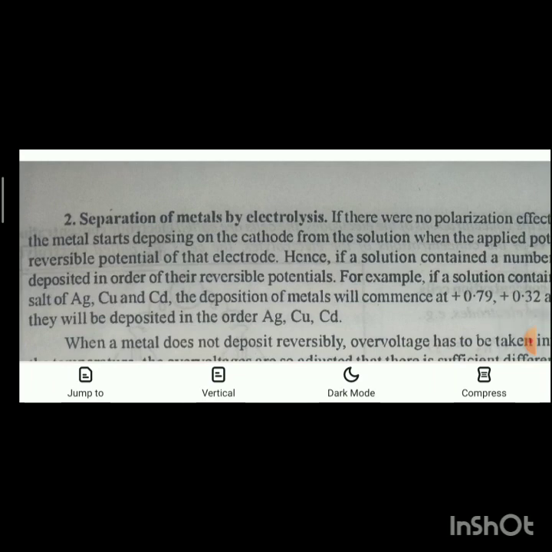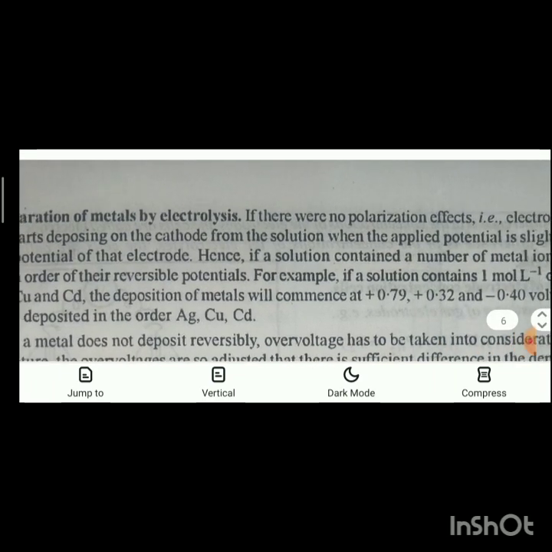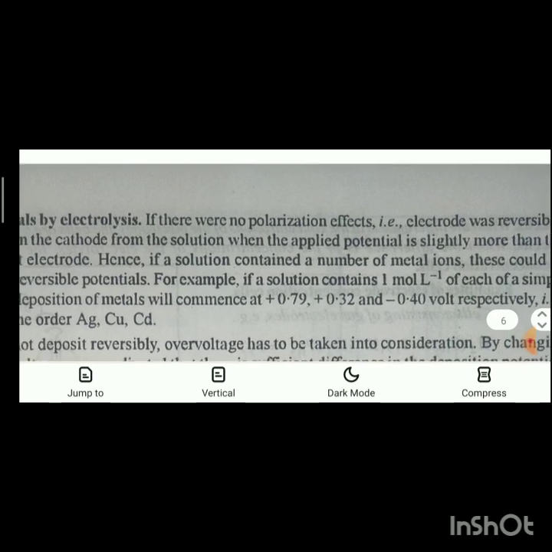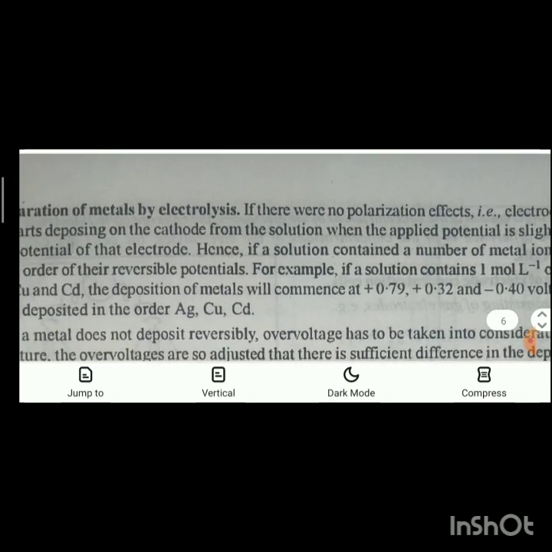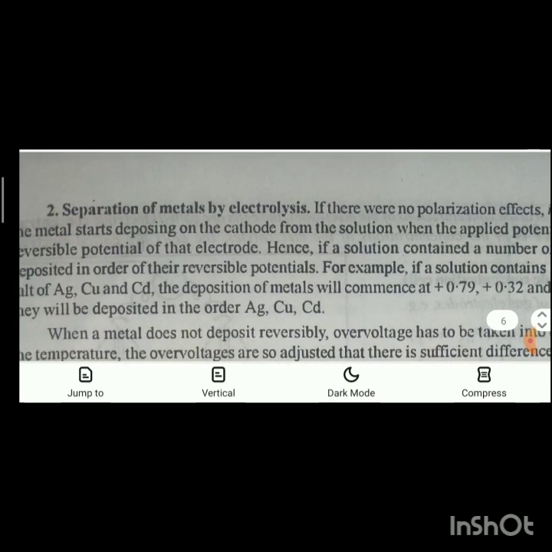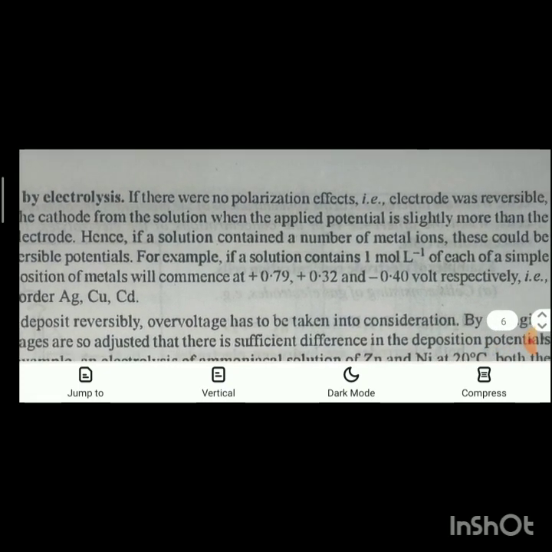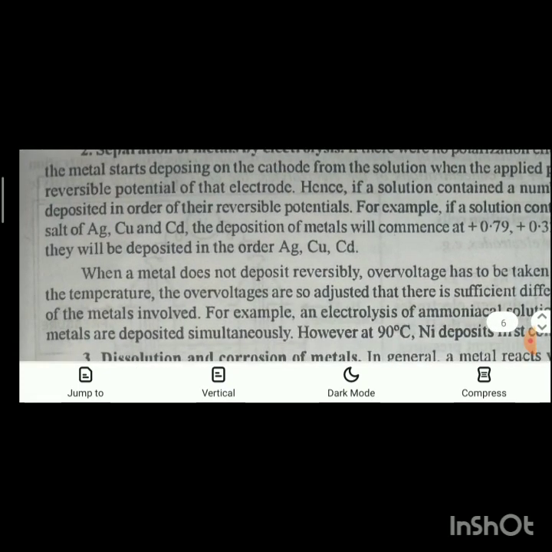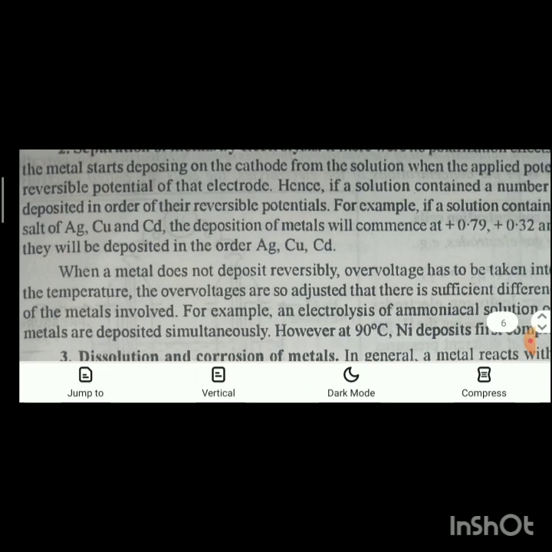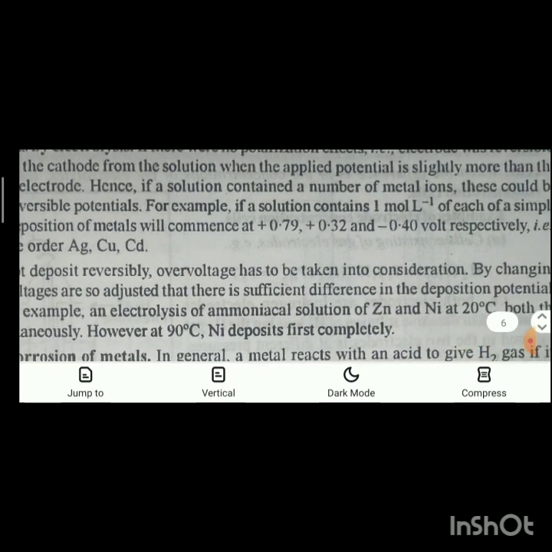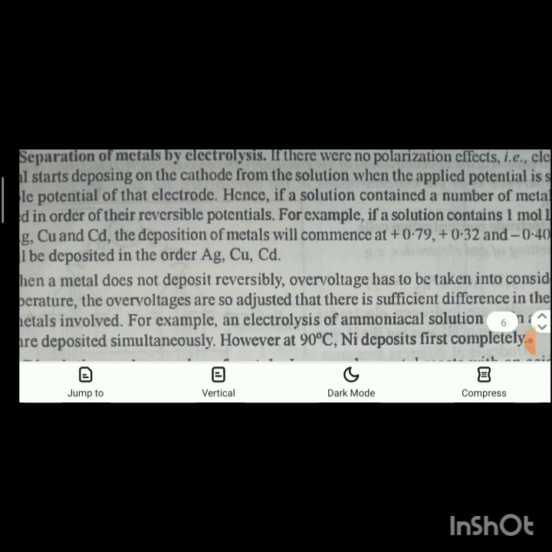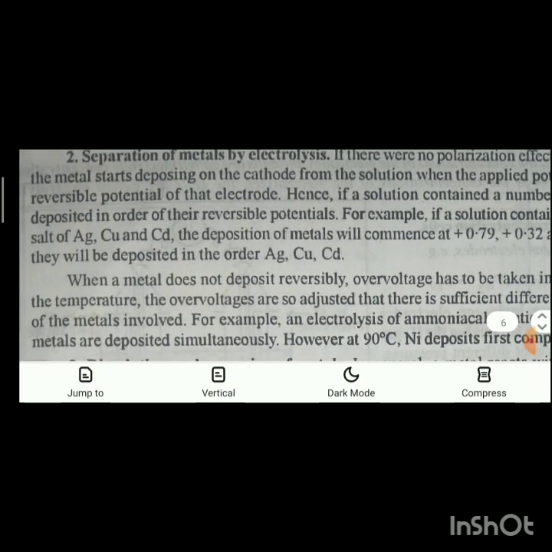Number 2. Separation of metals by electrolysis. If there were no polarization effect, that is, the electrode was reversible, the metals would start depositing on the cathode from the solution when the applied potential is slightly more than the reversible potential of that electrode. Hence, if a solution contained a number of metal ions, these could be deposited in order of their reversible potentials.